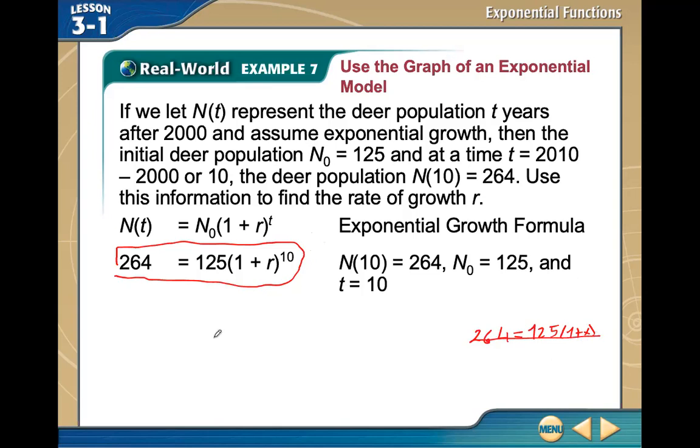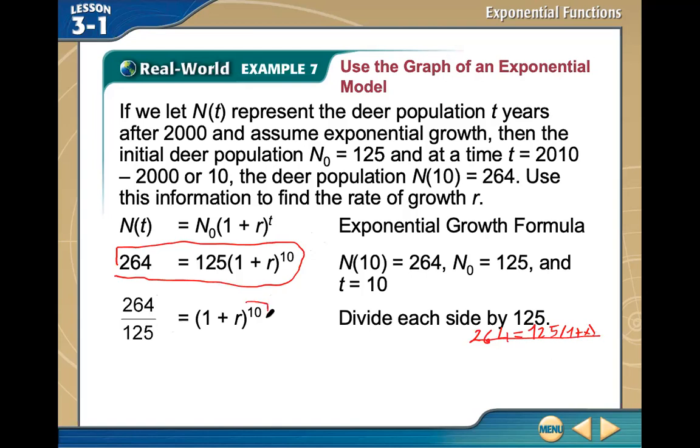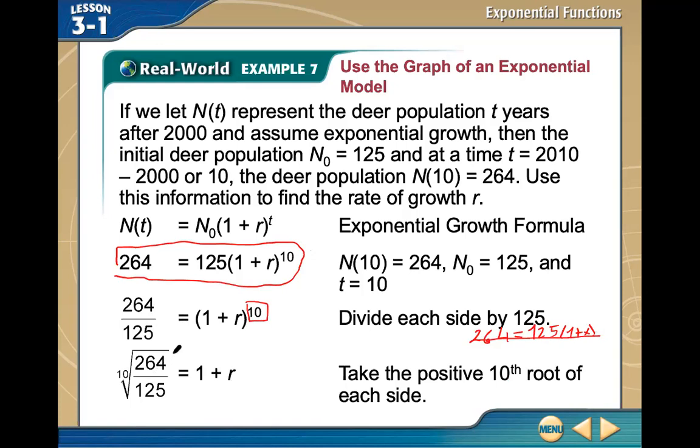Teacher, what if you divide by 125 on both sides? Then we will do that one. So let us see here, 264 divided by 125. Till here, it's okay. I am talking about this exponential. I see, you will take the 10th root of both sides. Yeah, we will do it. It's not difficult, I know, but it's not as simple as this. It is not linear, it's exponential. And then 264 divided by 125 equals 1 plus r to the power of 10. When we take the 10th root, we say that the 10th root of 264 over 125 is 1 plus r.